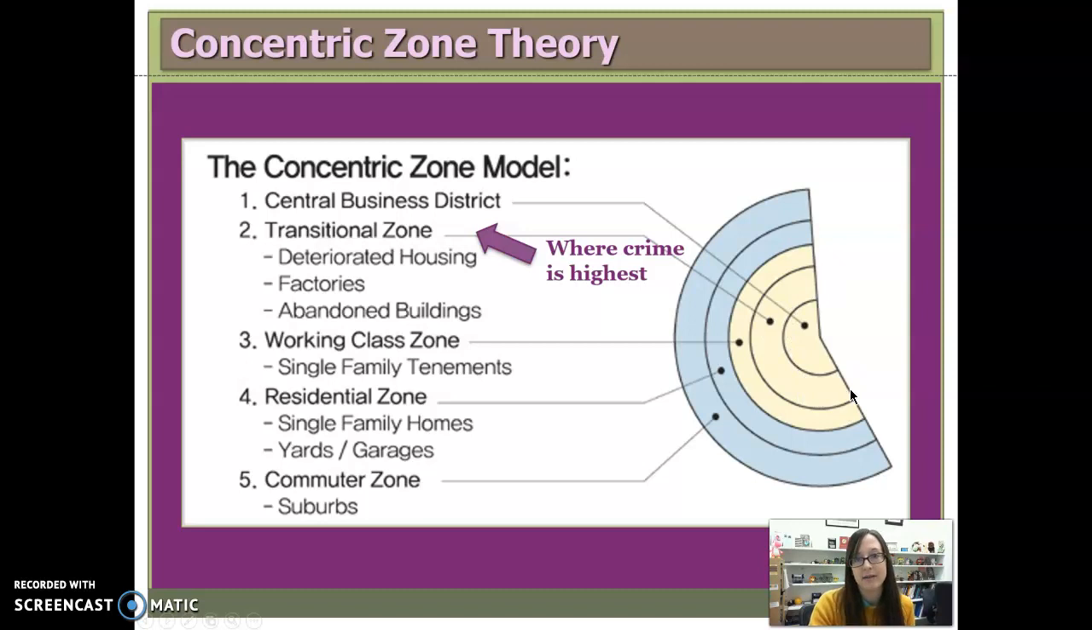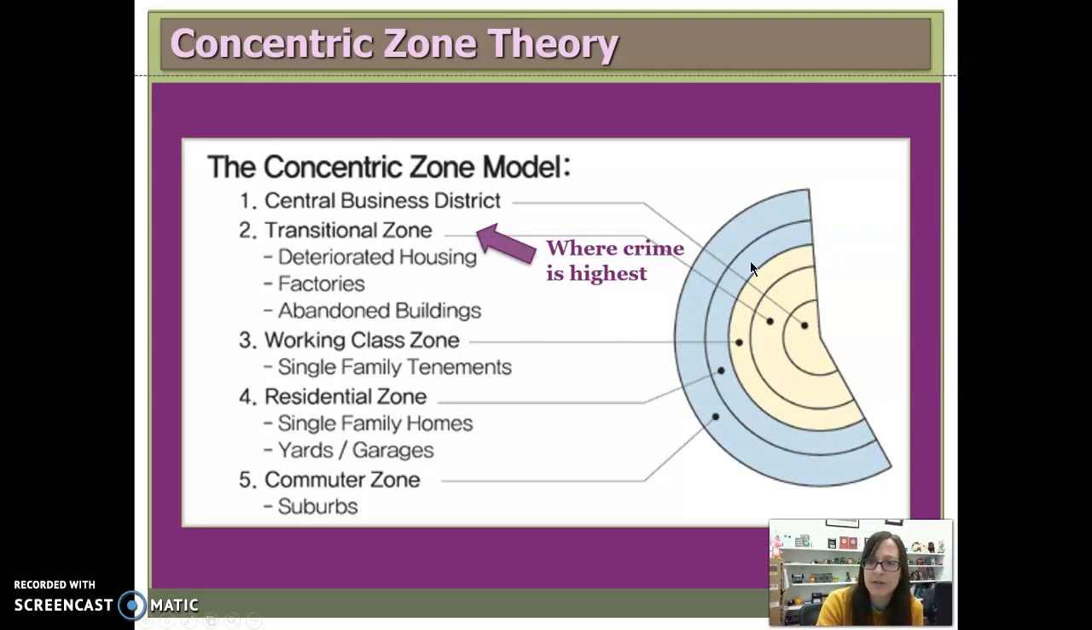This is where you've got the slums, deteriorated housing, factories, and abandoned buildings. So this is where the poor are going to live, the people who are trying to get out. There's going to be a lot of residential turnover, and whoever has to live there has to live there, so there's also going to be a lot of population heterogeneity. That is where crime is the highest, in this transitional zone. This is also where recent immigrant groups are located, especially when looking at Chicago as it developed. So this is where crime is the highest, and if we look at any city, that is where crime tends to be the highest.